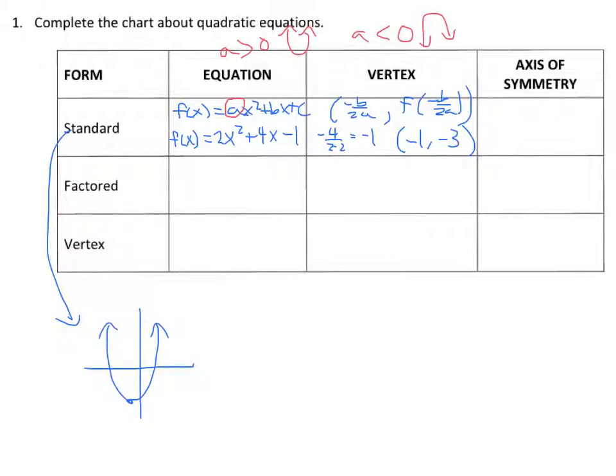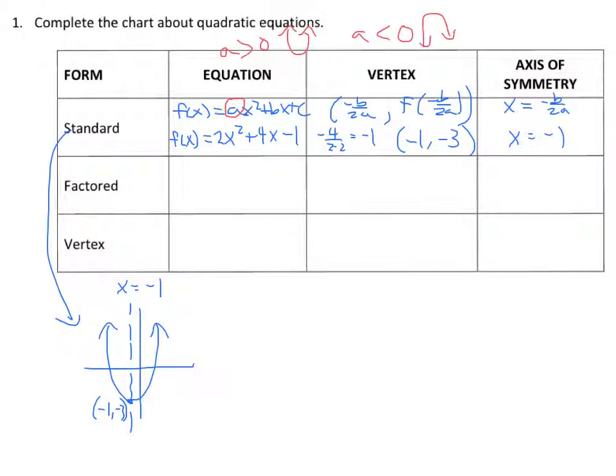The axis of symmetry is a vertical line that passes through the vertex, which divides the parabola in half symmetrically. The equation of that vertical line is always the x coordinate of the vertex. Our vertex was negative 1, negative 3 in this example, so the axis of symmetry is x equals negative 1. In general, you would always do x equals negative b over 2a, whatever the x value of the vertex is. In our example, it would be x equals negative 1.